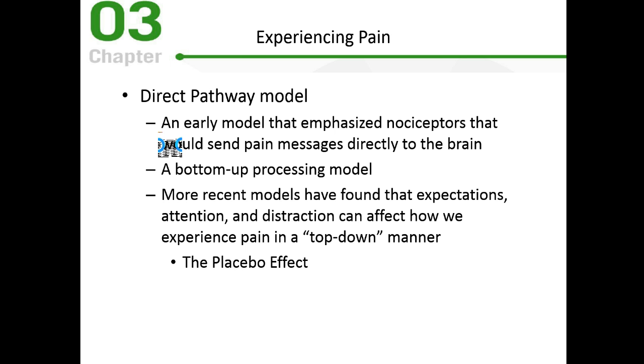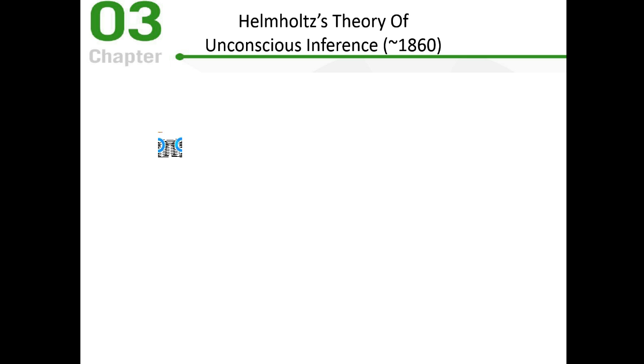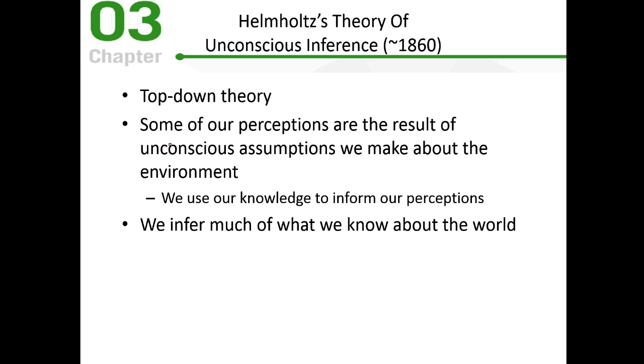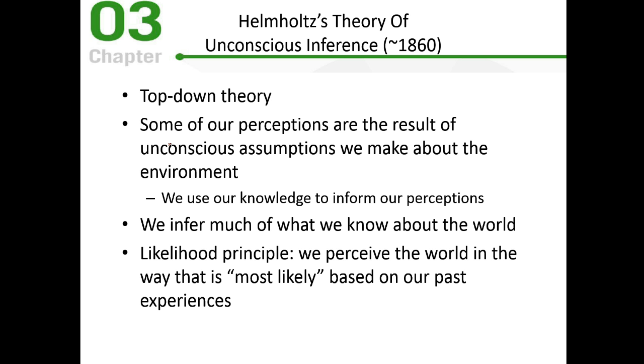All right, finally, I just want to quickly touch on Helmholtz's theory of unconscious inference because it has to do with top-down processing. He realized that images on the retina are ambiguous. And so as a result, some of our perceptions are the result of unconscious assumptions that we make about the environment. Why does that happen? Because we use our knowledge to inform our perceptions. We infer much of what we know about the world. We don't need to sometimes hear things. We don't need to see things. We can fill in the gaps. We can fill in the blanks.